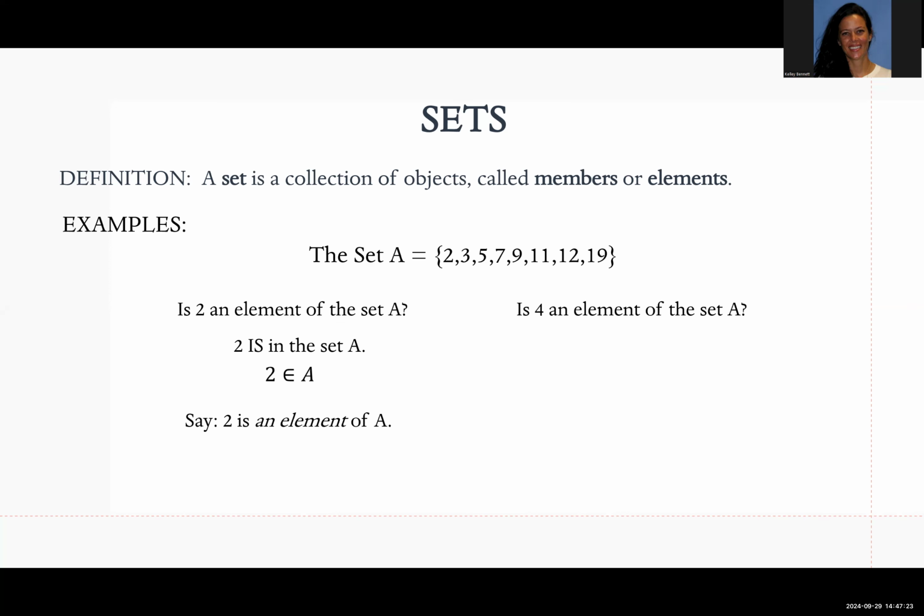And this says 2 is an element of the set A. We could ask ourselves, is 4 an element of the set A? So we look at A and we say, is there a 4 in there? I don't see one. So 4 is not in the set A. And so to write this mathematically, we're going to write 4 with that same symbol, but we're going to put a line through it. That means not in or not an element of. And so you would say 4 is not an element of A.